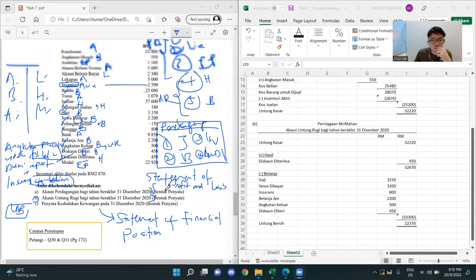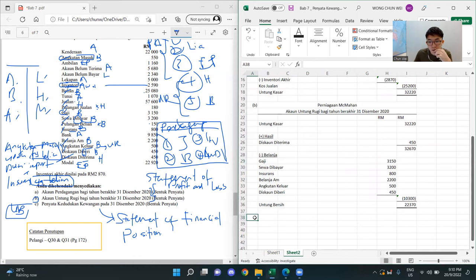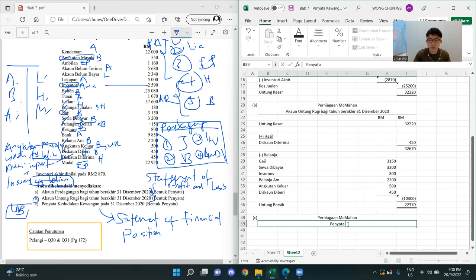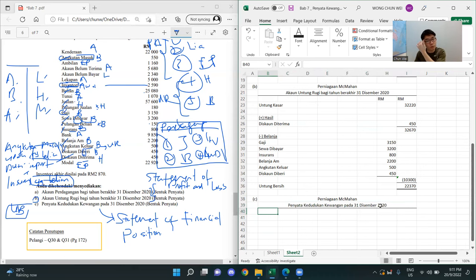Okay, so yeah, let's look at C now. So same thing, nama perniagaan, lepas tu tajuk penyata kedudukan kewangan pada 31 December 2020. So that's Ringgit Malaysia, Ringgit Malaysia.